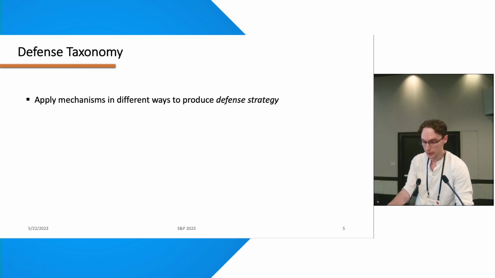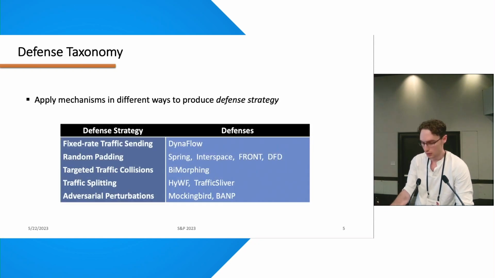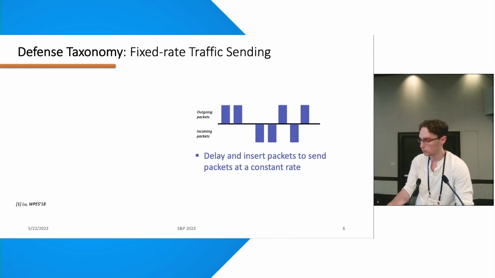Now, we can apply these mechanisms to develop defense strategies. The design of the defense strategy is critically important so as to provide the most amount of defense at the least amount of cost. If we look at the literature, we find that we can organize defenses into 5 broad categories. These are fixed-rate traffic sending, random padding, targeted collisions, traffic splitting, and adversarial defenses. We will look at each of these strategies and associated defenses briefly in the following slides.